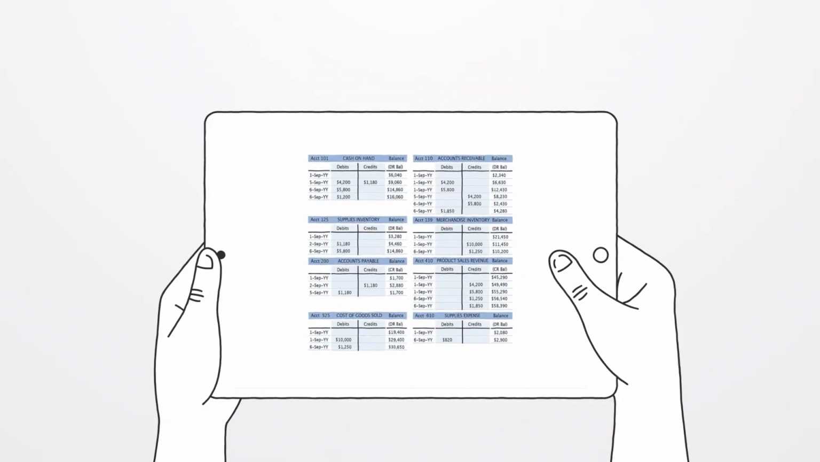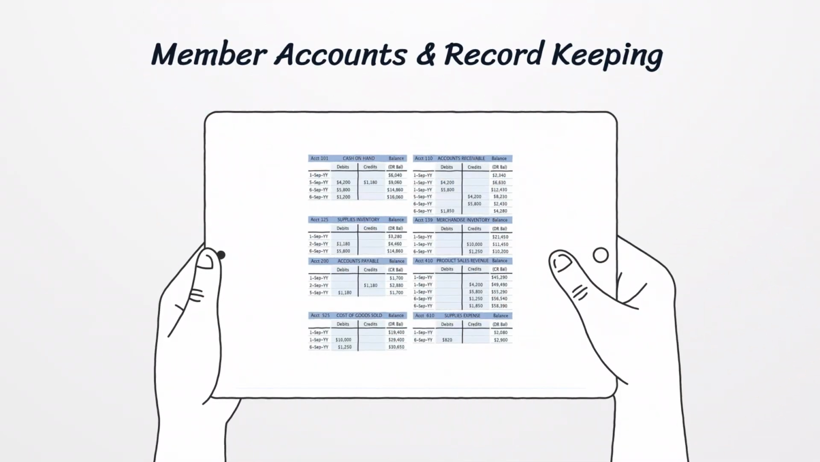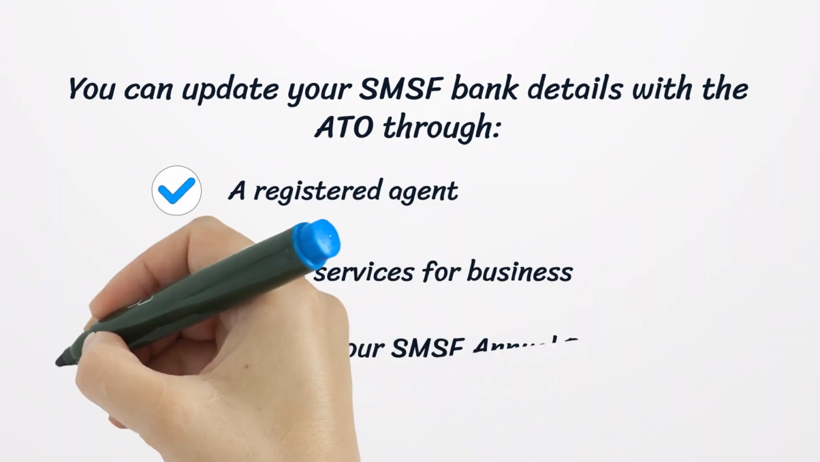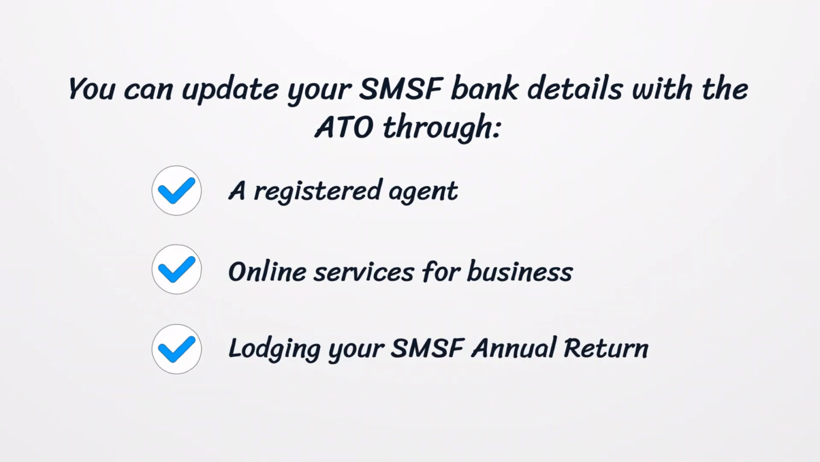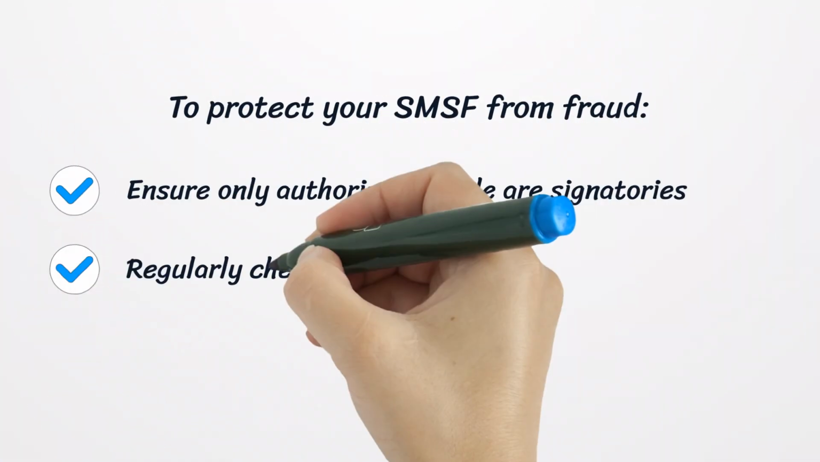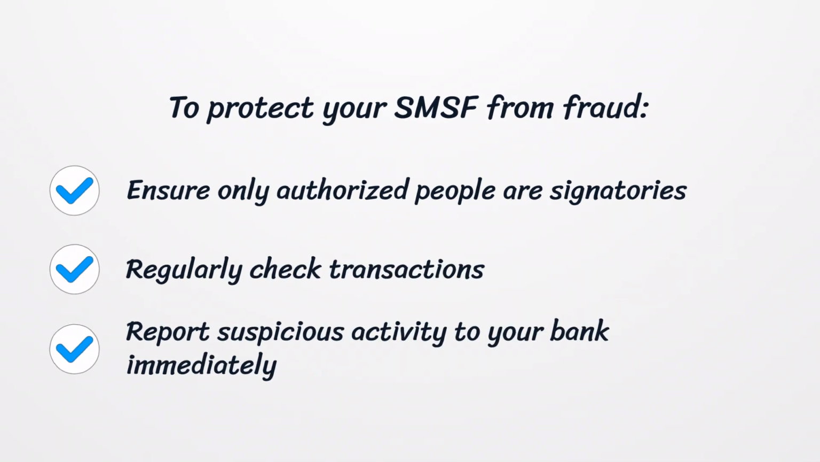Each SMSF member must have their contributions, earnings, and payments recorded separately. This ensures transparency and compliance with regulations. You can update your SMSF bank details with the ATO through a registered agent, Online Services for Business, or by lodging your SMSF annual return. To protect your SMSF from fraud, ensure only authorized people are signatories. Regularly check transactions. Report suspicious activity to your bank immediately.